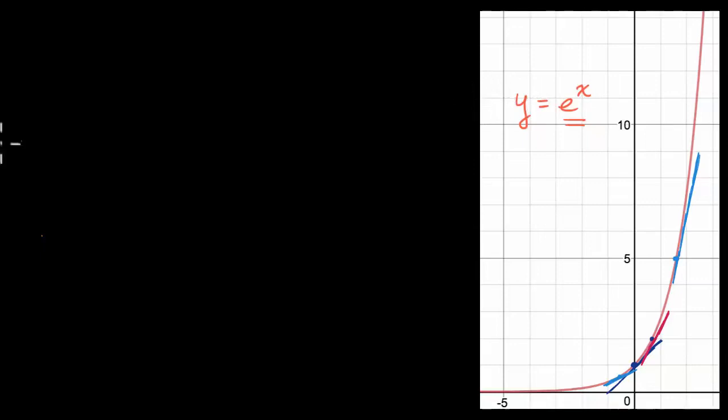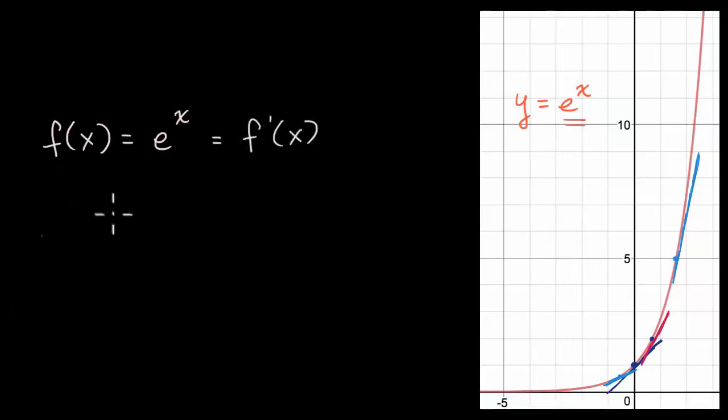That if I have some function, f of x, that is equal to e to the x, and if I were to take the derivative of this, this is going to be equal to e to the x as well. Or another way of saying it, the derivative with respect to x of e to the x is equal to e to the x. And that is an amazing thing.